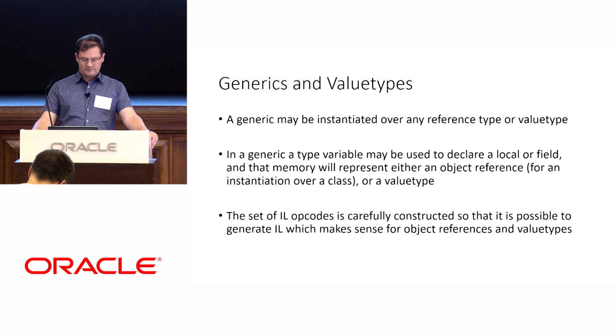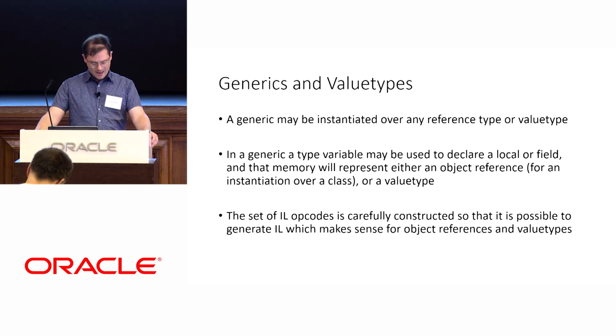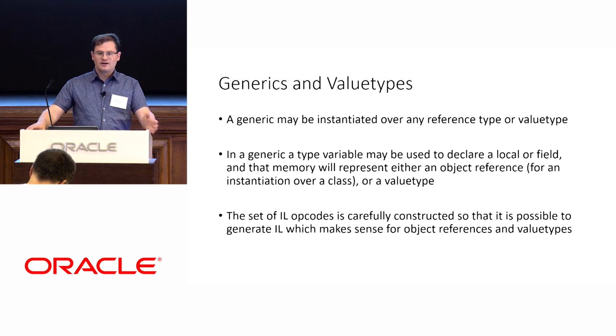So what about generics and value types? Any generic can be instantiated over a reference type or over a value type. A field or a local of a type variable holds either the data of a value type or an object reference to a reference type. In order to make this work, in .NET we had to implement a reified generic model, or I suppose figure out the sort of things that Java is dealing with now in Project Valhalla.